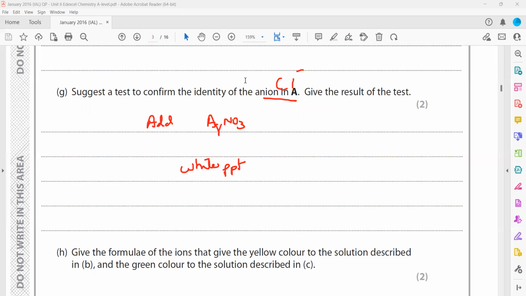And usually, whenever we test for a halide ion, we first add acid, usually nitric acid. So first add acid, usually nitric acid HNO3, followed by adding silver nitrate, and it results in the formation of a white precipitate.